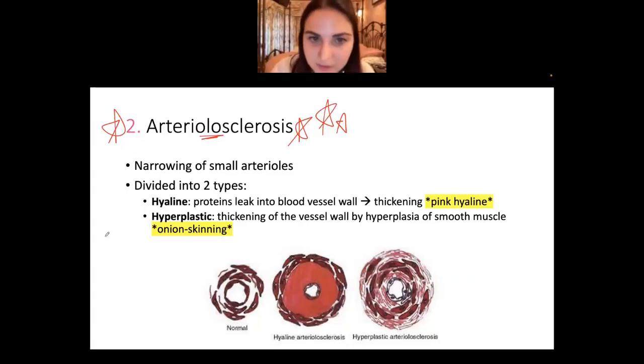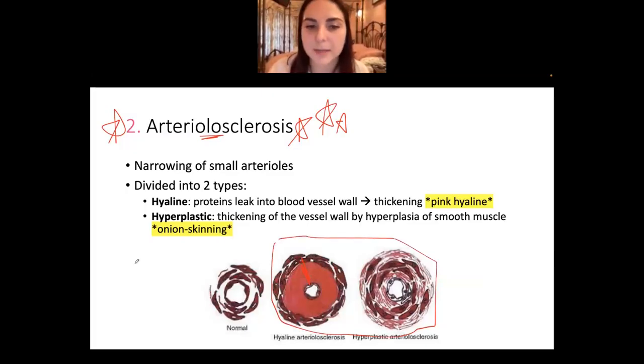Hyaline arteriolosclerosis is basically when proteins leak into the blood vessel wall, and then you get thickening that way. You can see here we have thickening in the wall. It's a very thick area. Hyperplastic is when you have thickening of the blood vessel wall because the smooth muscle present in the media undergoes hyperplasia. They can just straight up show you a biopsy and ask, is this hyaline? Is this hyperplastic? What type of pathology state is causing each of these?